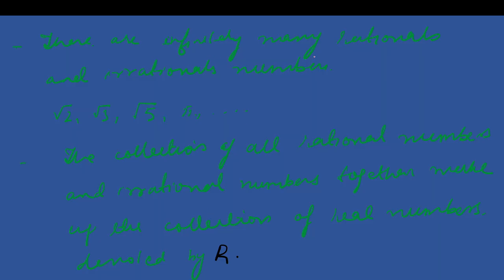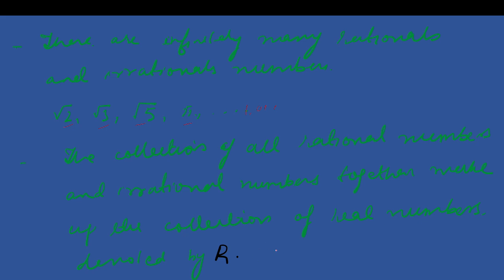There are indefinitely many rationals and irrational numbers. Some examples are root 2, root 3, root 5, pi, 1.011..., something like this, as given in your book. So these are the classifications of irrational numbers. Now we have done whole numbers, natural numbers, integers, positive integers, negative integers, rational numbers. The collection of rational numbers and irrational numbers together makes the collection of real numbers, denoted by R.